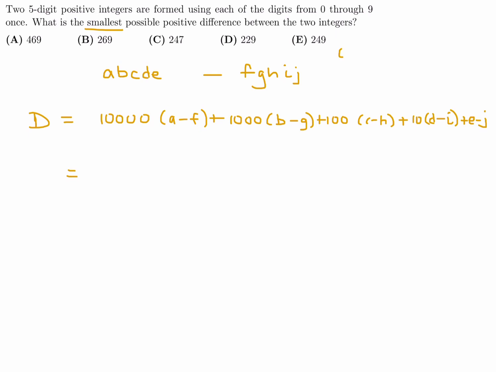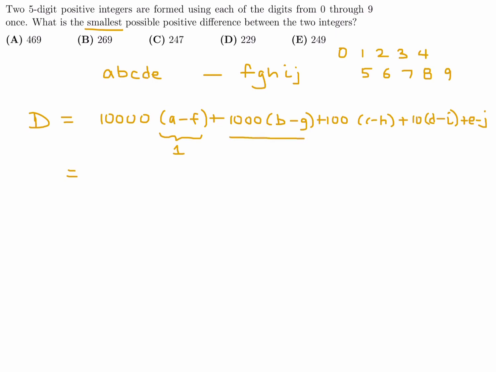Well, that's a tempting thing to do, but the problem is that we can only use each of these digits once. To make it 0, a would have to equal f. So, for example, 3 and 3 or 4 and 4, but I can't do that. So the only thing I can do is make this equal to 1. That's the smallest. All right, so a minus f has to equal 1. I hope that logic makes sense.